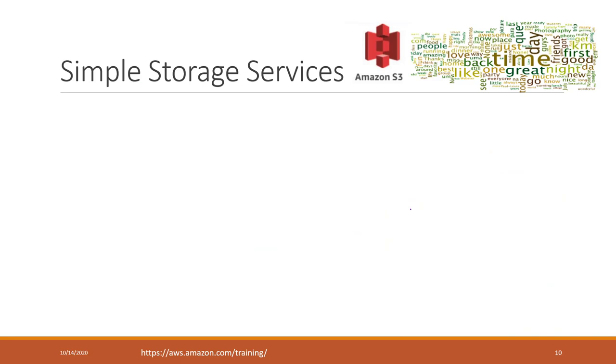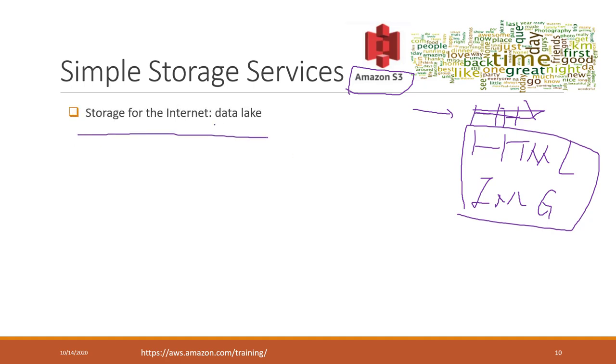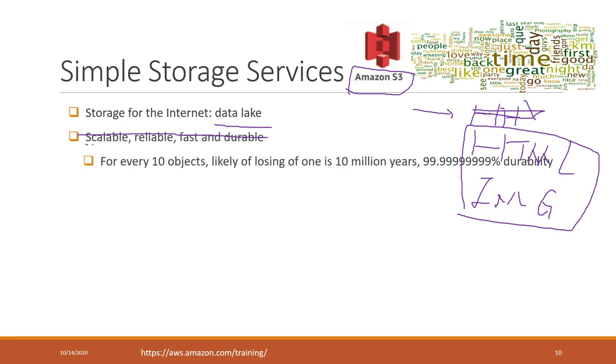The solution for the data lake on AWS, actually we have used that one, so that is S3. Remember that in one of our labs we put HTML code, we also put images into S3, so S3 can store all those types of unstructured data and also structured data. So S3 is a storage for the internet, that is a data lake. It is scalable and also highly reliable and also fast and also durable.